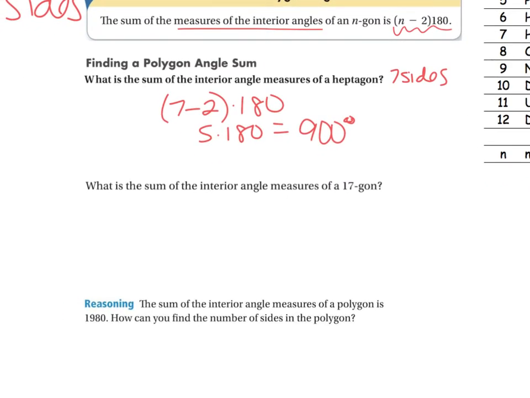Okay, let's do the same thing. What is the sum of the interior angle measures of a 17-gon? That has 17 sides. So again, you're just going to plug it into our lovely formula. 17 minus 2 times 180. So you subtract, that would be 15 times 180. Then whenever you put that in your calculator, you get 2,700 degrees. And again, that's what all of them add up to be.